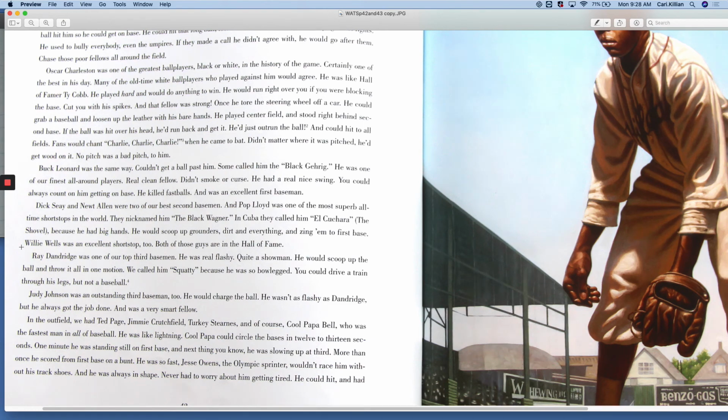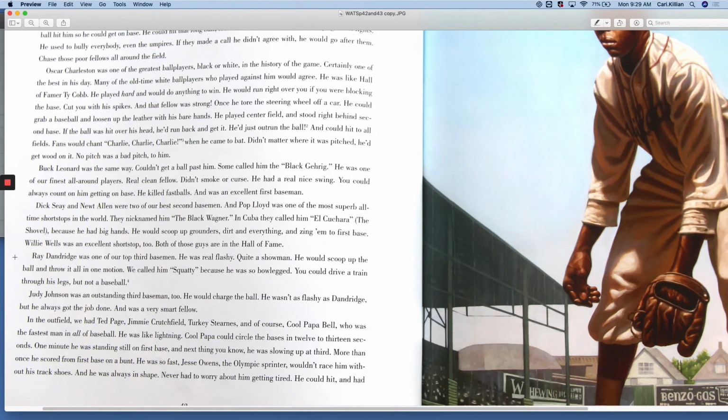Ray Dandridge was one of the top third basemen. He was real flashy, quite a showman. He would scoop up the ball and throw it all in one motion. We called him Squatty because he was so bow-legged. You could drive a train through his legs, but not a baseball.